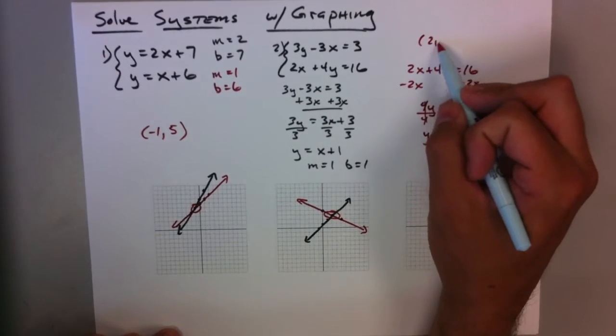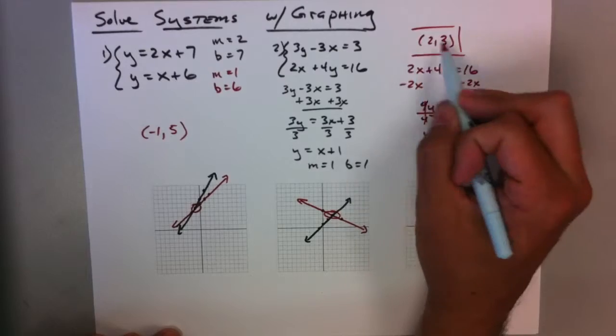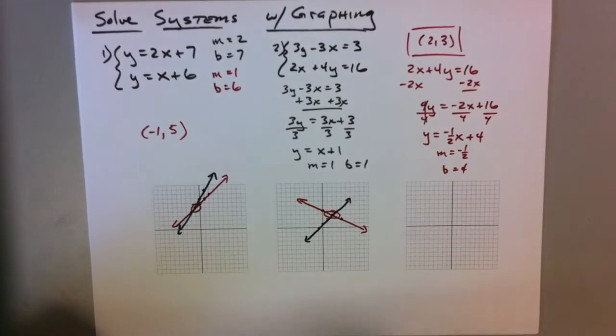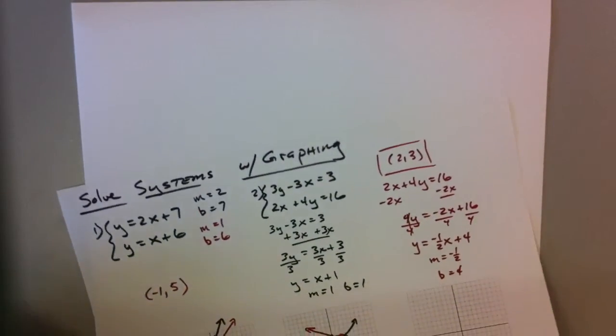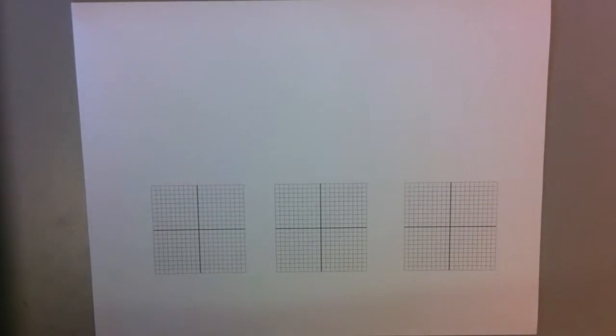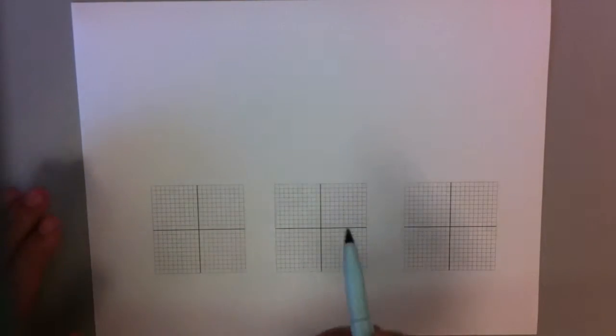So my solution is 2, 3. You got to remember, your solution is always a point, so you got to make sure you write it as a point. Don't just leave it as a circle here or anything like that. Okay, let's try one more. I'm going to do one more, and then we'll call it quits with these types.